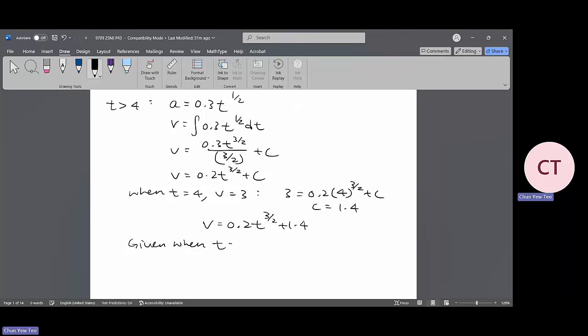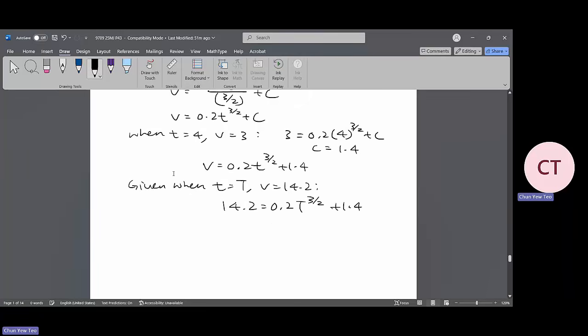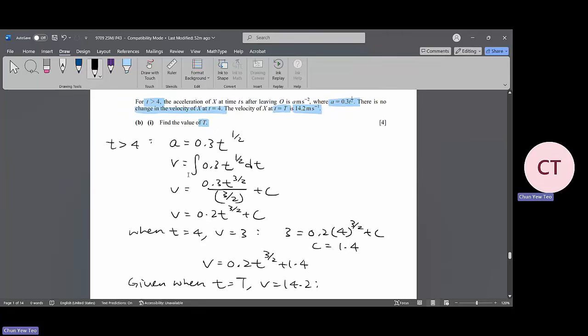Now, given that when t is equal to uppercase T, your velocity is 14.2. So you get 14.2 is equal to 0.2 uppercase T power 3 over 2 plus 1.4. Just press the calculator, you can get T power 3 over 2 is actually 64. That means T is actually 64 power of 2 over 3. That will give you 16. Done. This will be the answer for T for number 7B part 1.